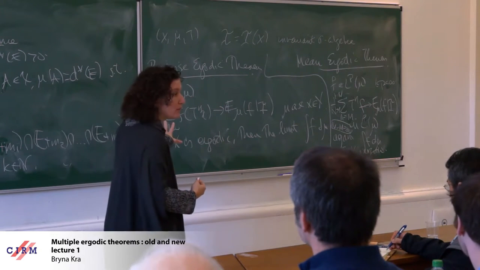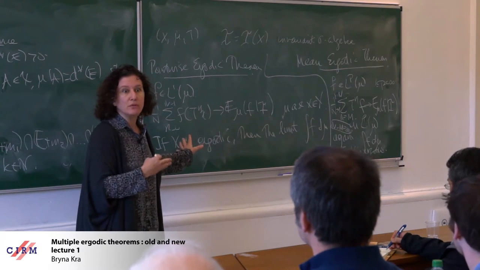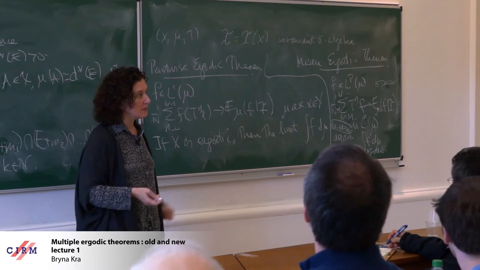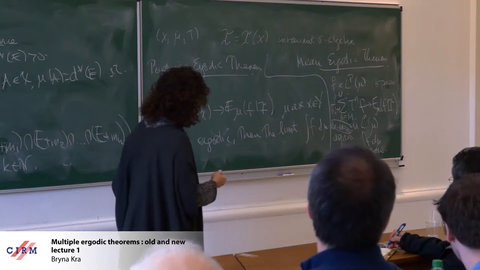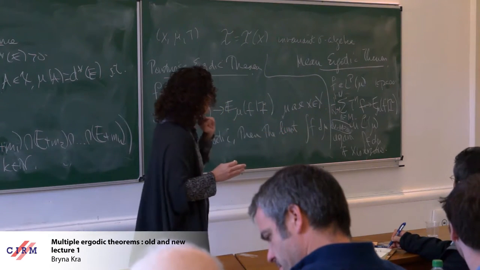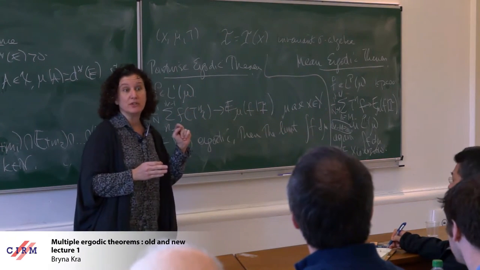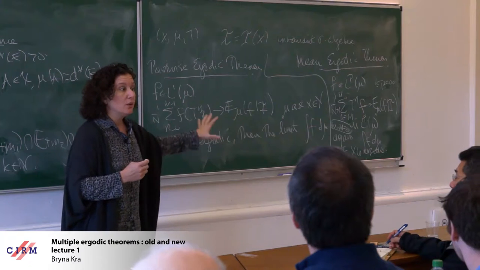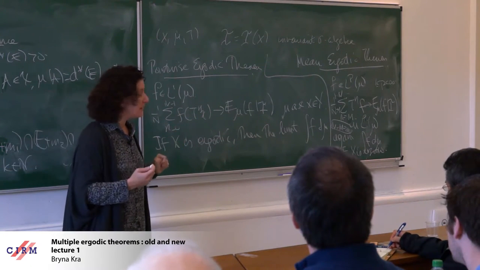This is not true in the pointwise ergodic theorem. There is no uniform analog, and this is one of the differences that comes up. So all of the results that we will talk about in mean, basically all of them, I believe, have uniform versions, whereas in the pointwise, this is not something that happens.